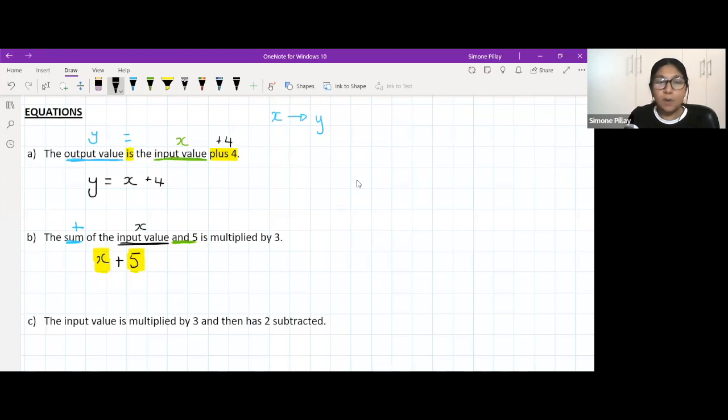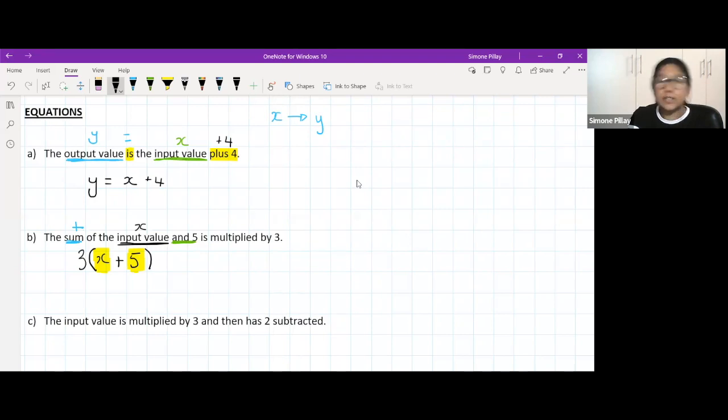So the sum of those two numbers is multiplied by 3. Pay attention to the English here, guys. Did they say that X is multiplied by 3? No. Did they say 5 is multiplied by 3? No. They said the sum of is multiplied by 3. What does that mean? That means when I multiply by 3, I have to multiply the whole sum. So I'm going to put in my brackets and put in a 3.